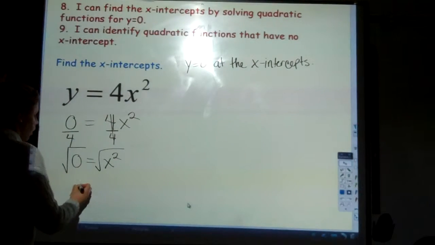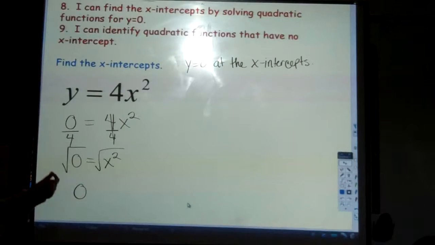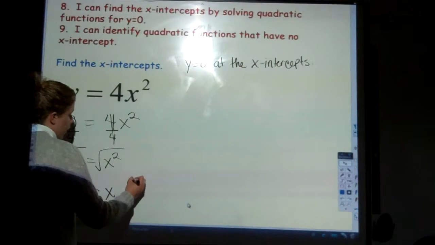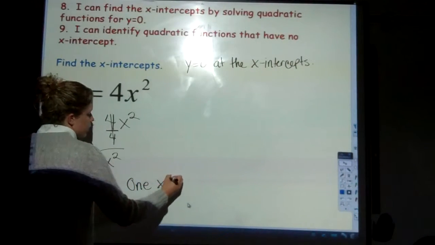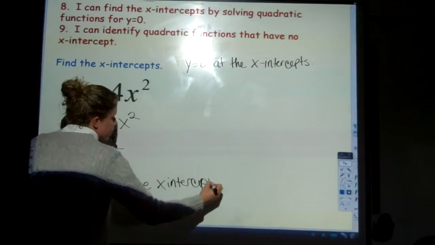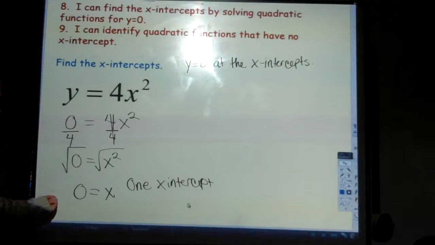Now, the square root of 0 is 0, and in any other case, we would say, well, it's positive and negative because we account for both scenarios. But that doesn't exist at 0. You can't have a positive 0 and a negative 0. So we would say that this is just x equals 0, and there's only one x-intercept. Okay? So there's only one x-intercept in this case.